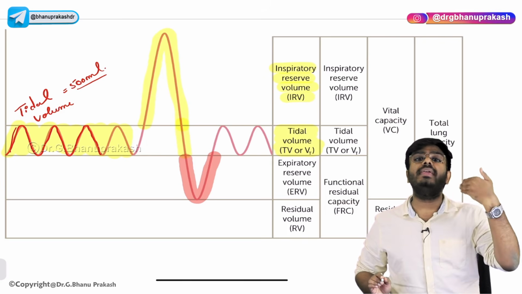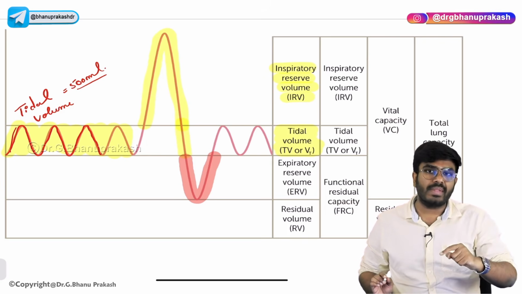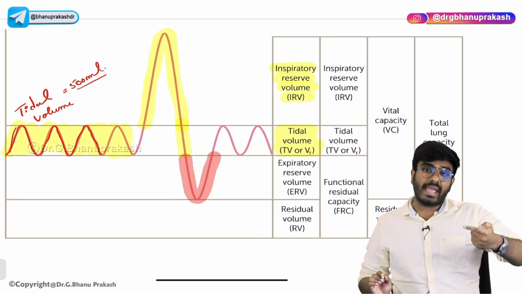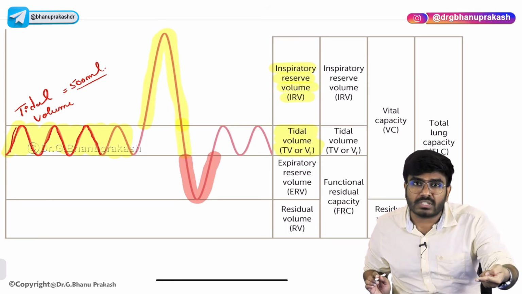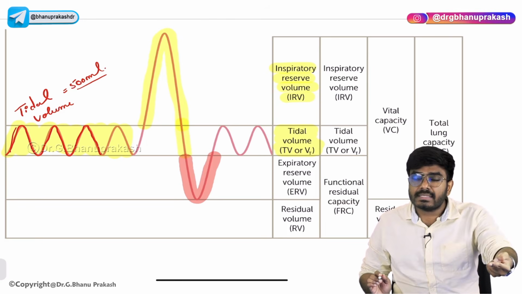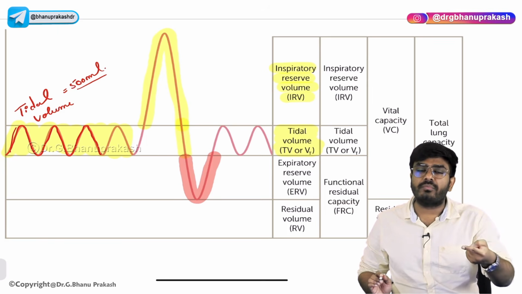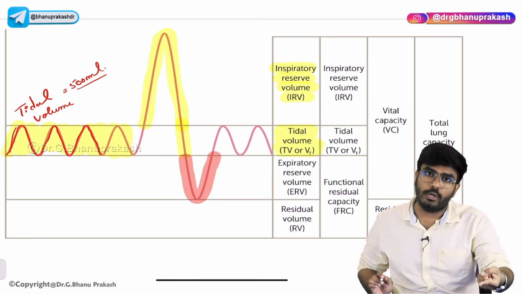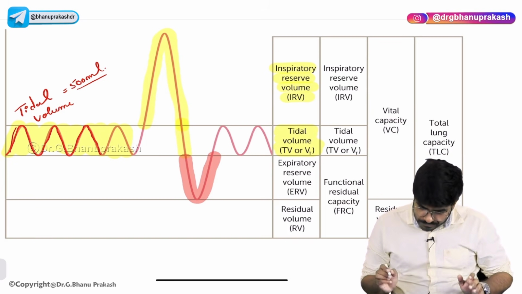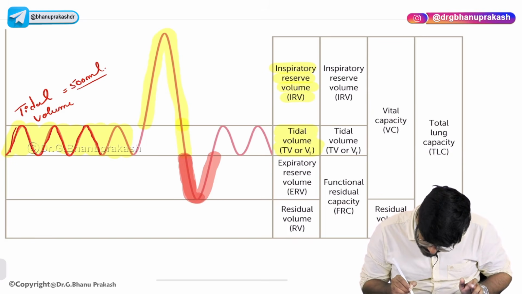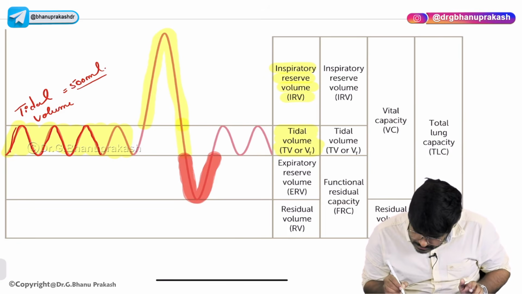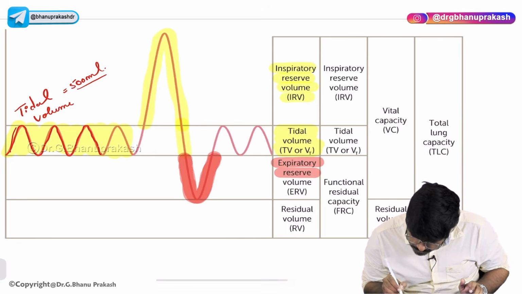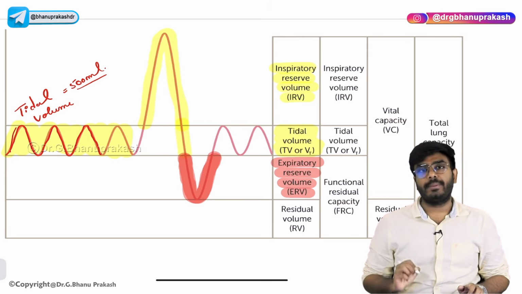Extra air which you take is inspiratory reserve volume. Extra air that you can take out with effort is expiratory reserve volume. See, it's expiratory, which means you are taking the air out. This area of the graph is expiratory reserve volume, that is ERV.